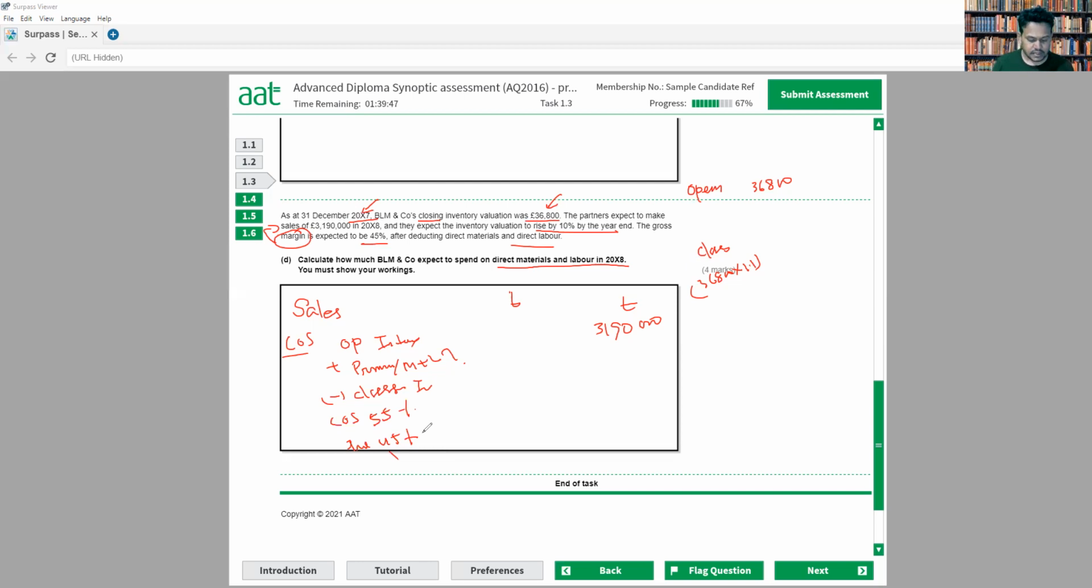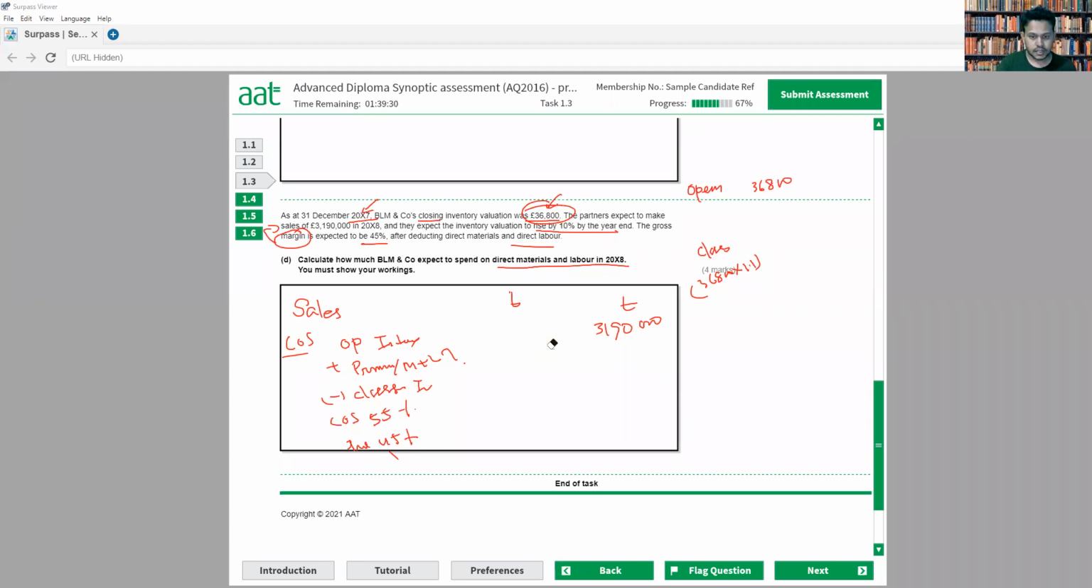So the first thing we have is sales. We wrote it down already as sales. Then we have opening inventory. That's very simple. They give it to us. Opening inventory that I'm going to write is 36,800. Then the material, let me write a little bit higher.